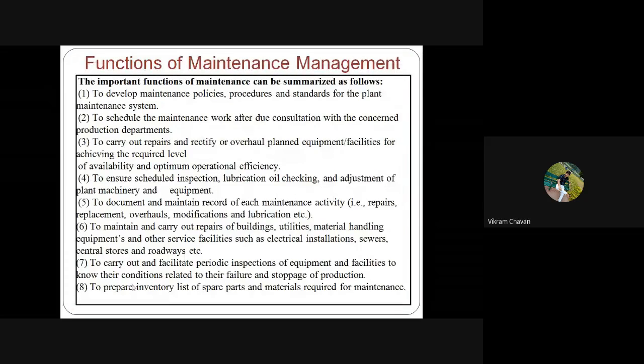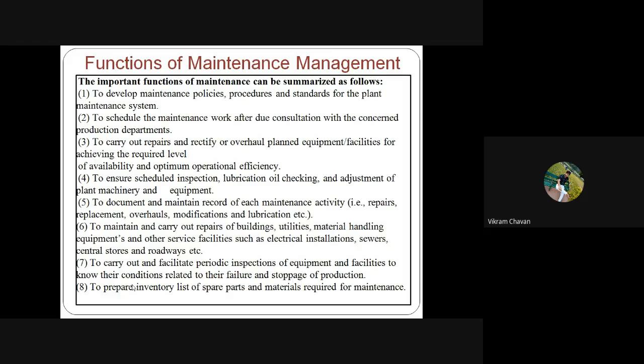Okay, then what are the functions of maintenance management? First we have discussed that maintenance management creates the policies on the basis of the experience and the tasks they perform on the shop floor on a daily basis. So to develop maintenance policies, procedures and standards for the plant maintenance system. How one can perform the maintenance of a particular machine, those standards should be developed by the maintenance management.